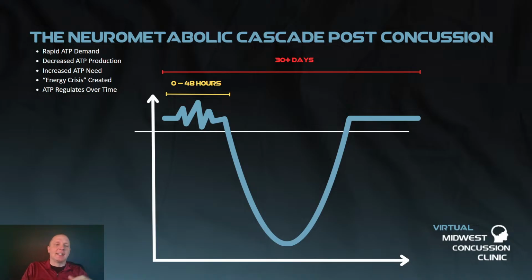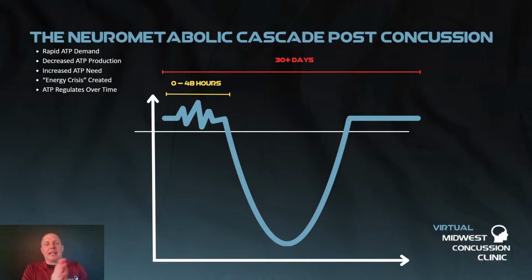Once we have that excitatory phase of that chemical disruption, the full neurometabolic cascade that occurs post-concussion is linked to ATP production. This is a graph that I use in a lot of my different webinars. It's a graph that I use to explain a lot of different things, but this is a basic overview of what the neurometabolic cascade comes to in terms of concussion, the ATP demand and production.